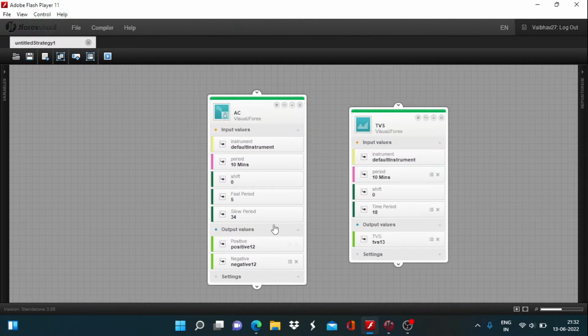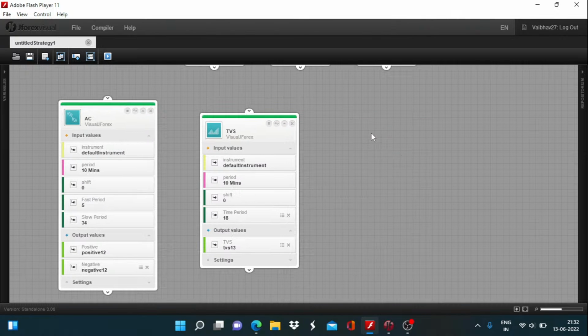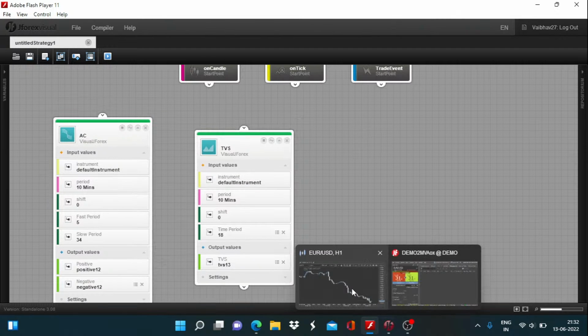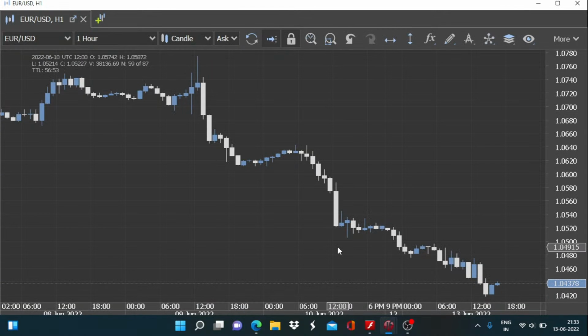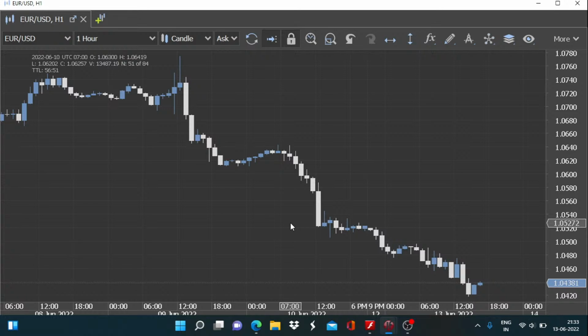For this indicator, we will be changing the values. Some of these parameters will need to be changed. The default instrument will remain as it is. The candle period will be changed to hourly. The look back period will have to be adjusted accordingly. And for that, I will first explain to you the logic of what we are going to use for the execution of the trade. So let us now head to the not visual, only JForex platform.